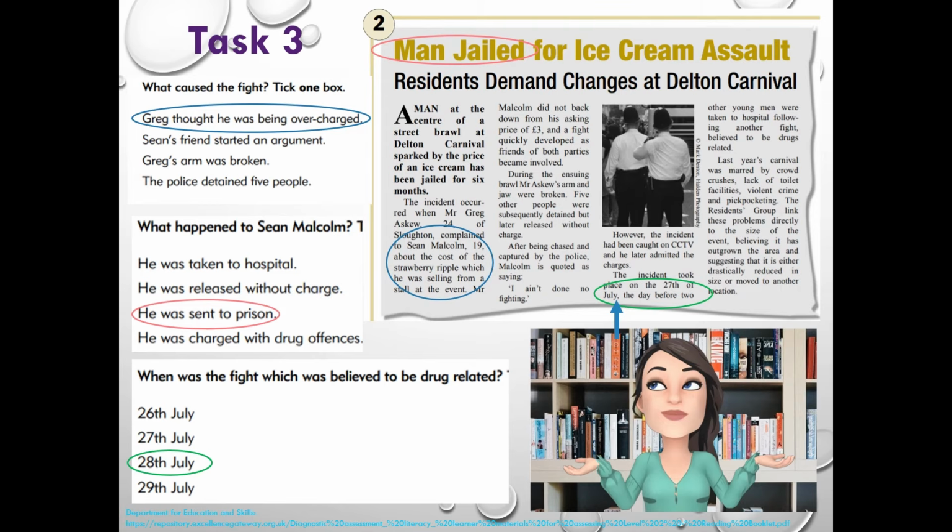If that comma was a full stop and we started a new sentence with the day before, listen to how it sounds. The incident took place on the 27th of July. The day before, 2 other young men were taken to hospital following another fight believed to be drugs related. See, if that was a full stop, then the answer would be the 26th of July. If you're unsure, check out my other video on commas in order to look at this in more detail. How did you do?